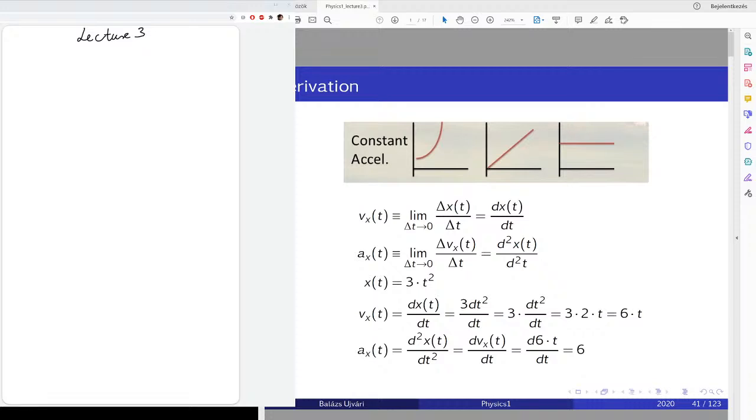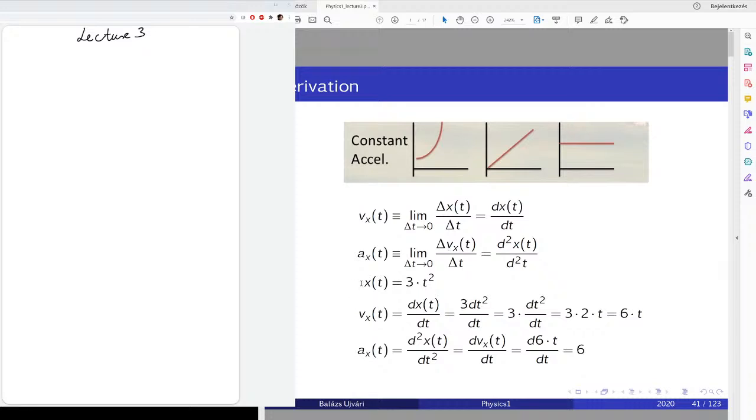Alright, so it's 8 o'clock, let's start the lecture. We finished with the derivation. So you remember, if we derive x(t), the displacement function, we can get the velocity, and if we derive the velocity again, we can get the acceleration.